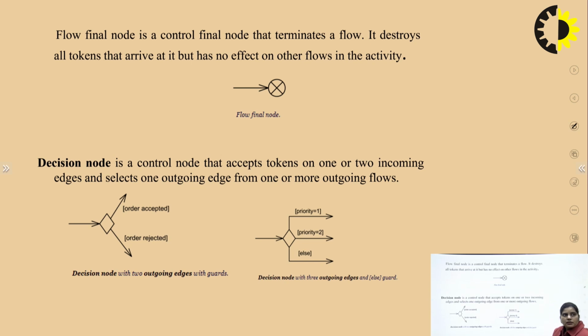So flow final node is a control final node that terminates a flow. It destroys all the tokens which arrive at it, but has no effect on the other flows in the activity. So this is a flow final node.